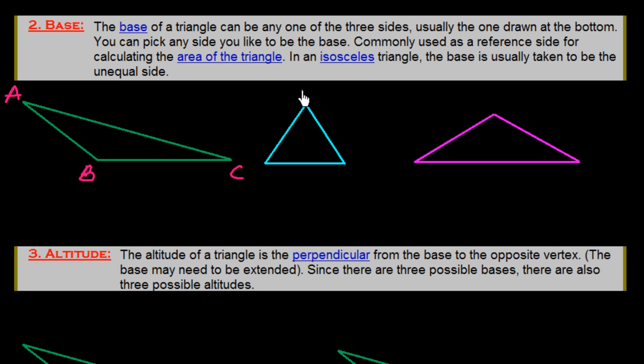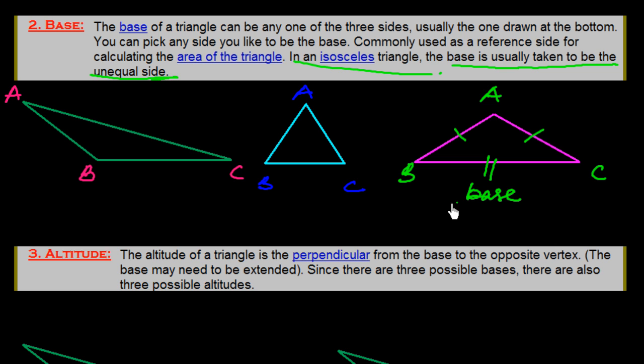So here also we see ABC. It is an equilateral triangle, so you could take any side as a base, and the altitude would be corresponding to that, which is 90 degrees on that. So here you see another one, ABC. It is an isosceles triangle, where this side is equal to this side, so always the unequal side should be the base, as in the isosceles triangle the base is usually taken to be the unequal side. So here this would be the base.